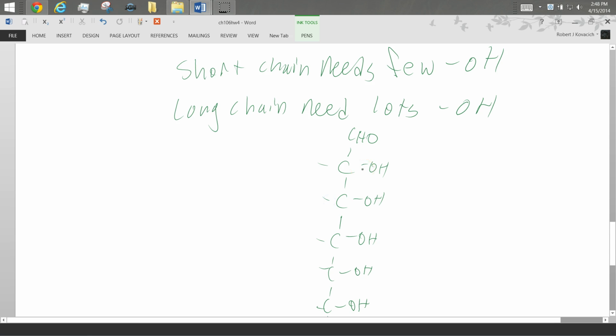That's a carbohydrate. How come carbohydrates are soluble in water? Every single one of those carbons that's hydrophobic, not water-loving, has an OH group on it that is water-loving. So the carbohydrates are very easily solubilized.